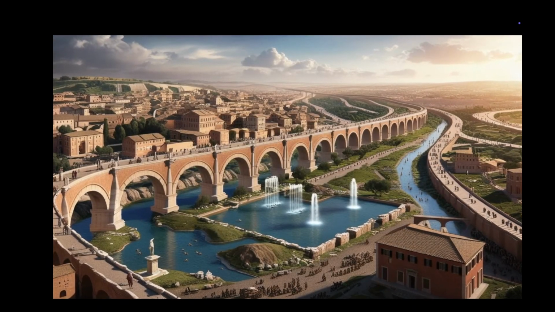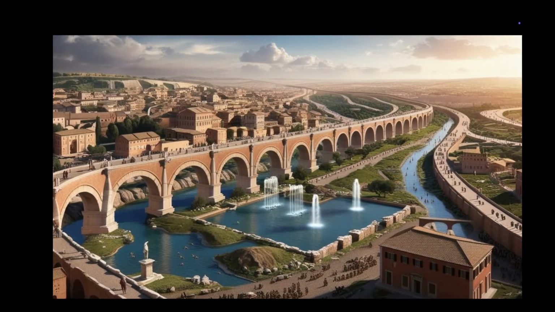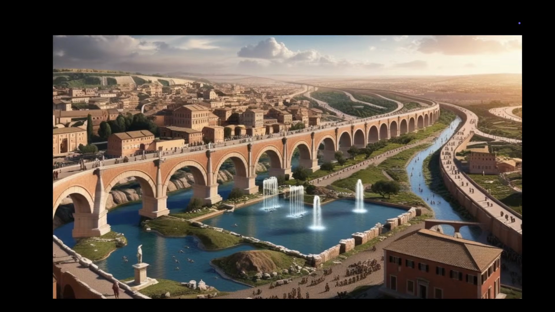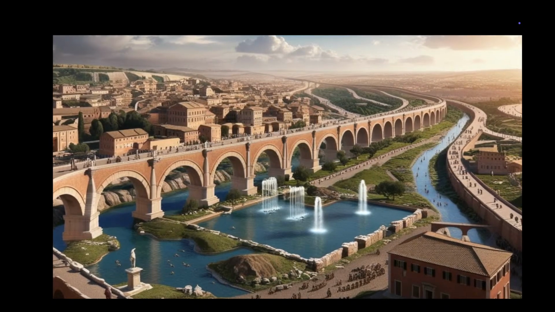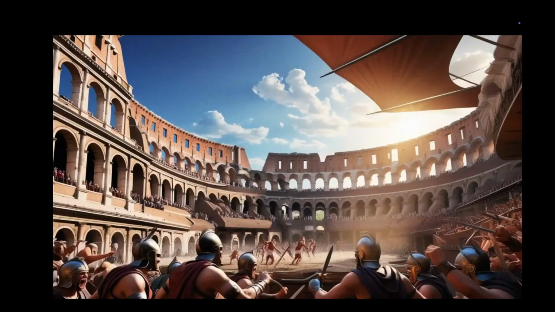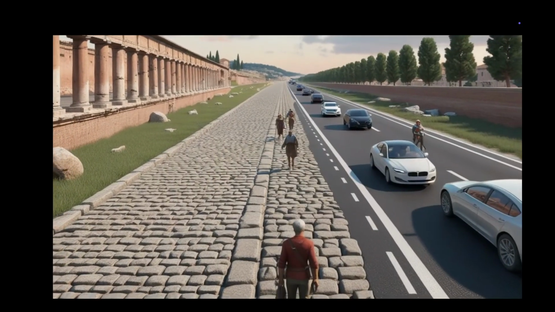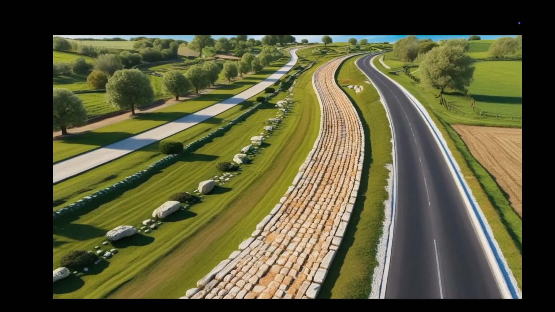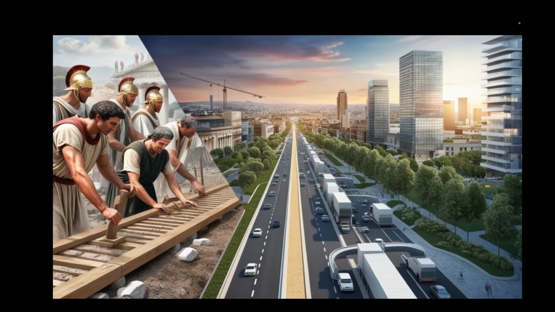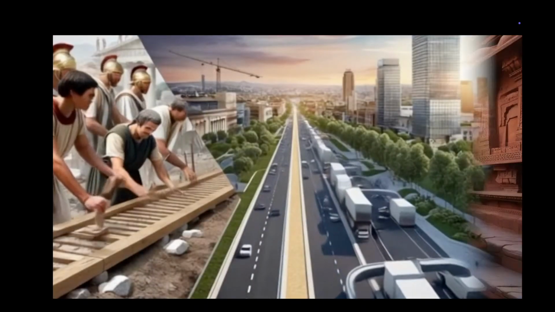When it comes to engineering, the Romans were unmatched. Aqueducts delivered fresh water to cities, roads connected the empire, and monumental structures like the Colosseum continue to inspire awe. Remarkably, many modern road systems still trace the paths laid out by Roman engineers over 2,000 years ago.